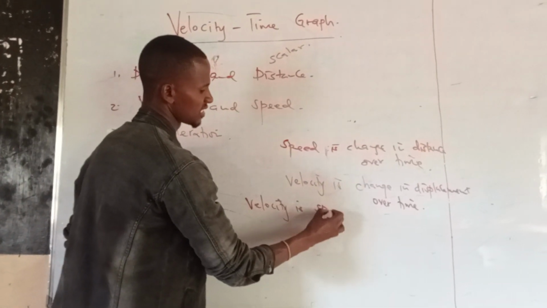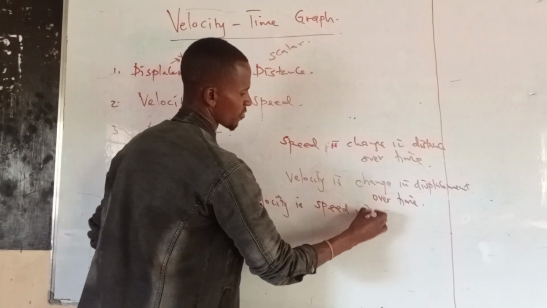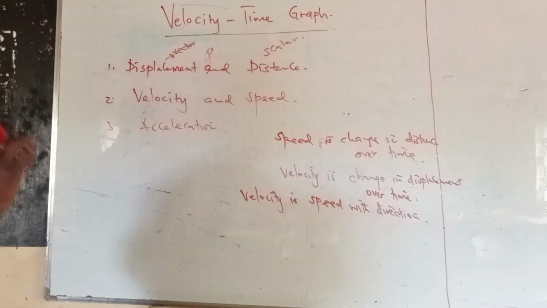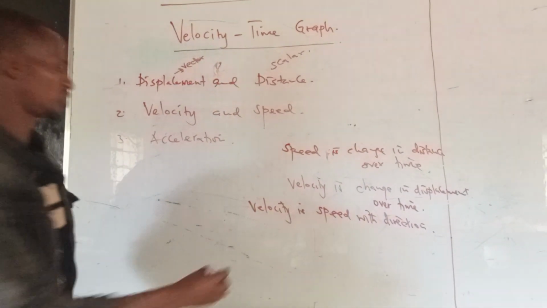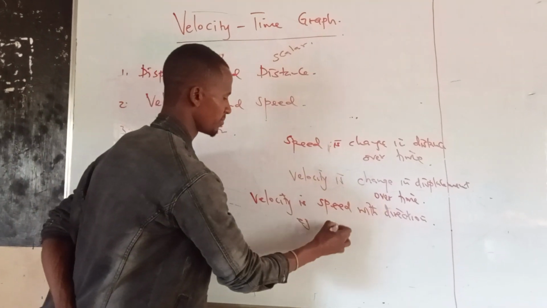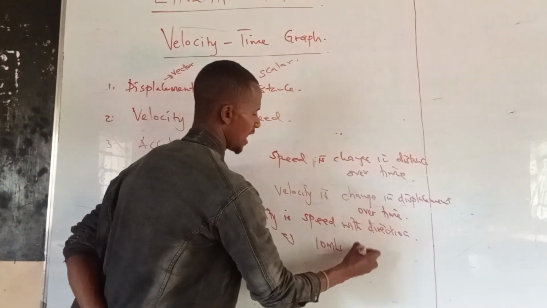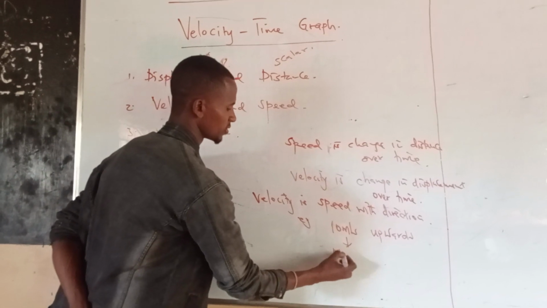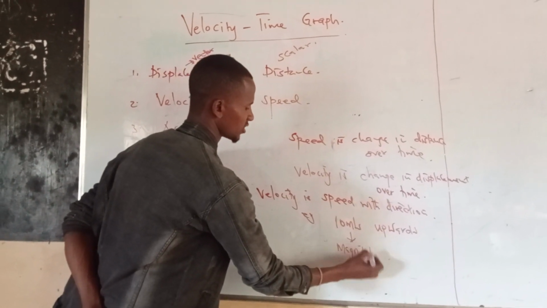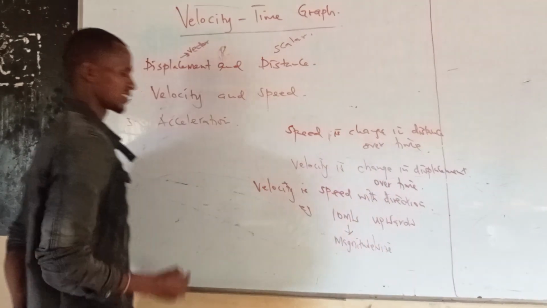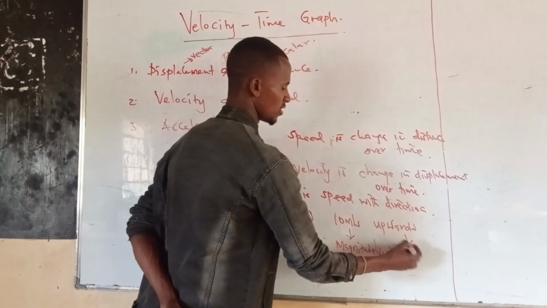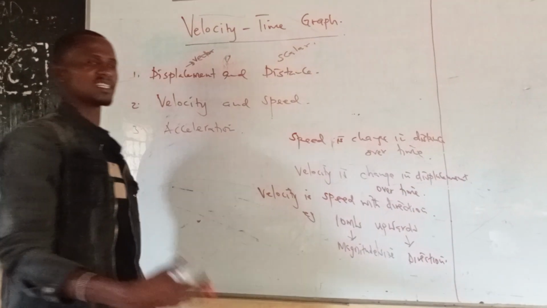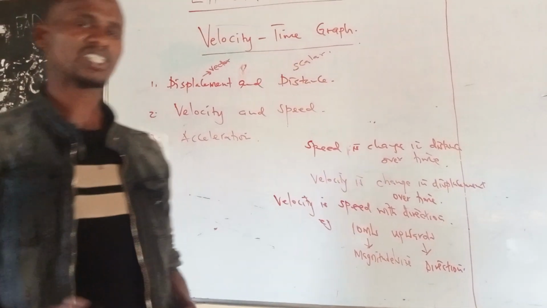Okay, so you can say that velocity is speed with direction. Okay, so that is the difference. Velocity is the speed with the direction. For example, you can say 10 meters per second upwards. So this one now is the magnitude, the size of the speed, while this is the direction. Upwards, downwards, eastwards, westwards, and so on.